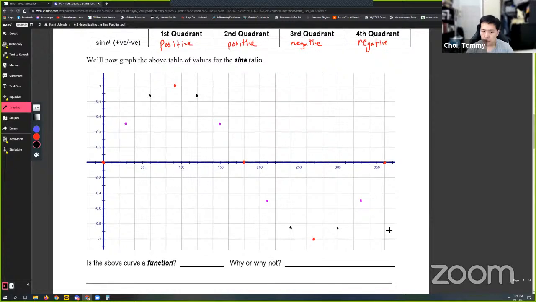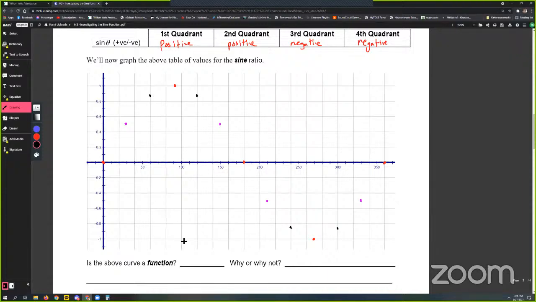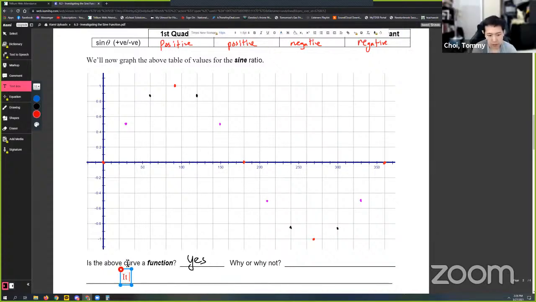All right. Anyone want to answer? Is this curve a function? Yes or no? Yes. Why? It passes the vertical line test. Perfect. Back to unit 1. It passes the vertical line test.